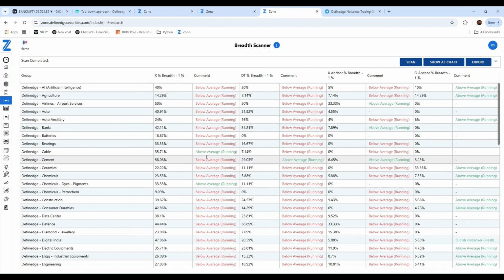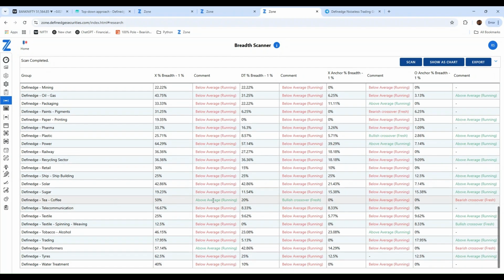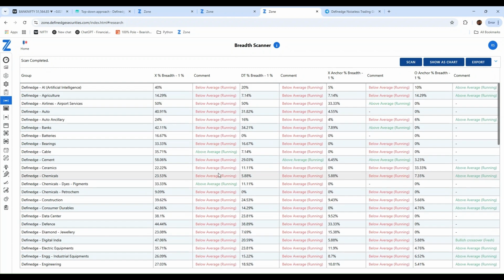In Definage sectors, you can see above average in cable and chemical dye prints. Majority of them, you can see, I can keep scrolling and you will see, this is about 60 65 Definage sectors and 20 25 NSE sectors. The market is in a bearish zone. This is a very simple breadth analysis for me. How many of them are above and below their averages in terms of breadth? And clearly the market is not giving me a positive vibe, right?